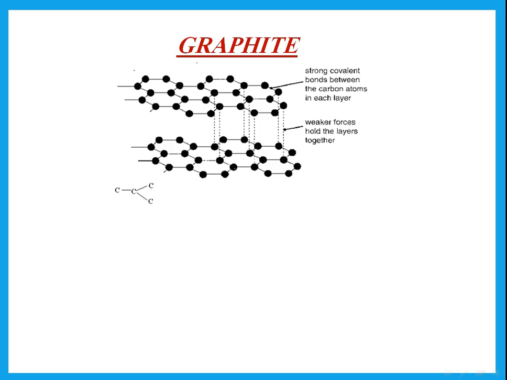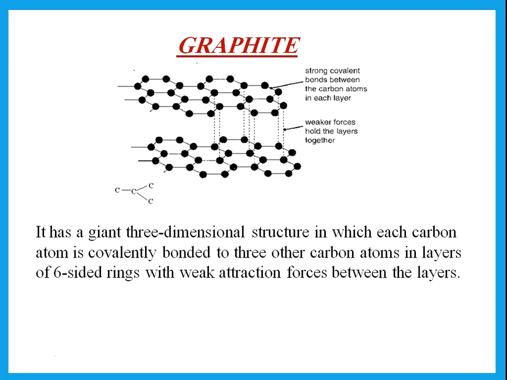Graphite. Graphite is also made of carbon, but it is made up of layers. So this is again a giant three-dimensional structure in which each carbon atom is covalently bonded to how many here? Each carbon here is covalently bonded to 3 other carbon atoms. And it is made up of layers of 6-sided rings with weak attraction forces between the layers. So graphite is giant three-dimensional, each carbon atom covalently bonded to 3 other carbon atoms in layers of 6-sided rings with weak attraction forces between the layers. That's the structure of graphite.